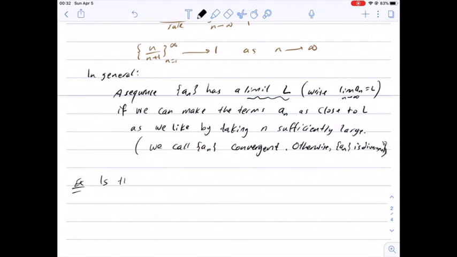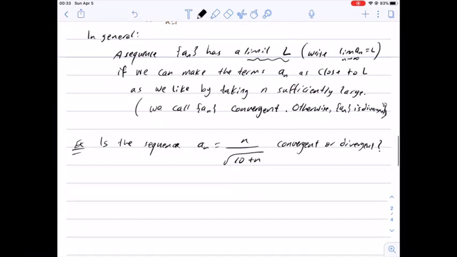Let's take an example. Is the sequence a sub n equals n over square root of 10 plus n convergent or divergent? So in this case, we take the limit as n goes to infinity of n over square root of 10 plus n. Now if we substitute infinity, we get infinity over infinity. We can apply L'Hopital's rule.